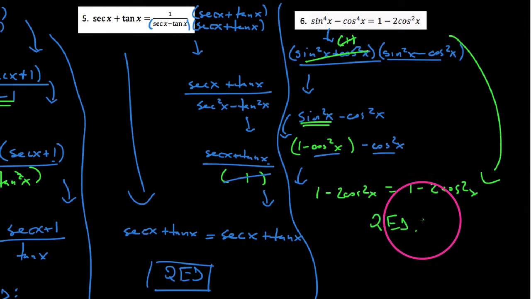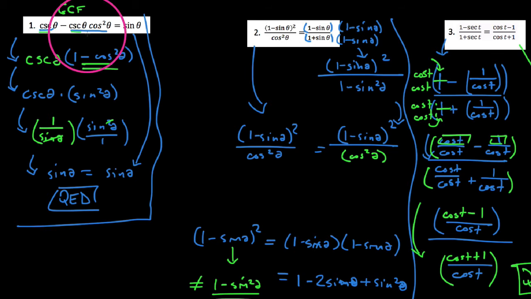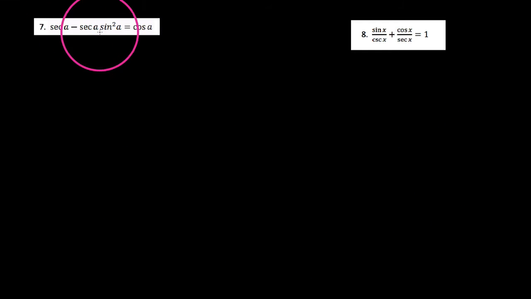Okay, so we've seen some factoring, we've seen multiplying by conjugates here. Let's take a look at these last two examples. So number 7, I really feel looks a lot like the first one we did, in that there are two terms in this expression and they both have a secant. So perhaps we work on the left-hand side, perhaps we factor out this secant of a, and what we would get left with is a 1 minus sine squared of a.